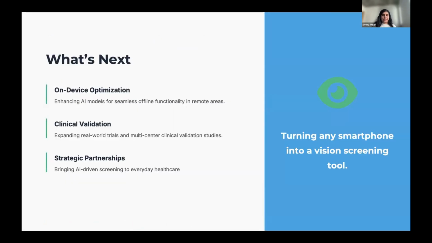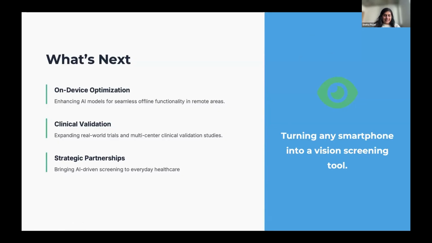Looking ahead, we're focused on three key areas. First is improving the deployment. We're working towards making the system more efficient and accessible in low resource settings, with the long-term goal of enabling seamless offline use. Second is clinical validation. We want to expand to real-world testing and conduct broader studies to ensure the system is reliable and ready for clinical use. And third is building the right partnership.